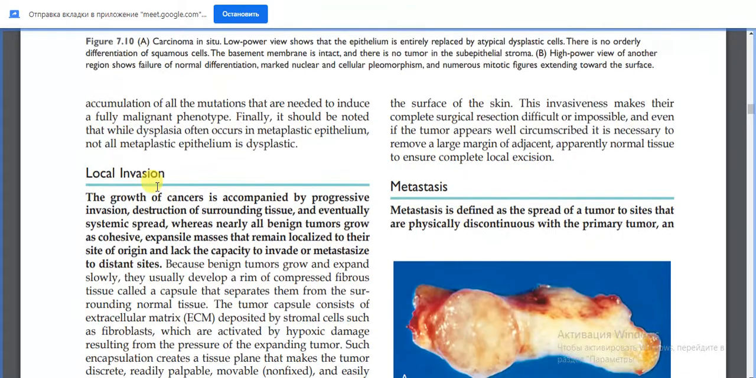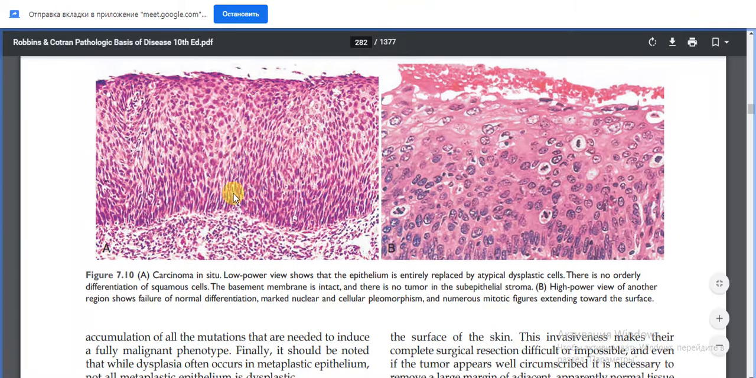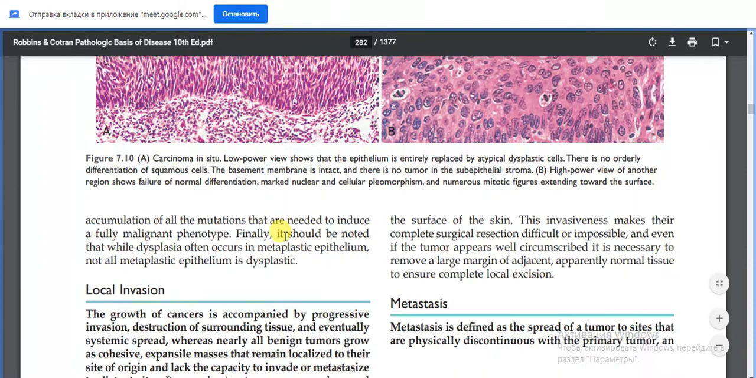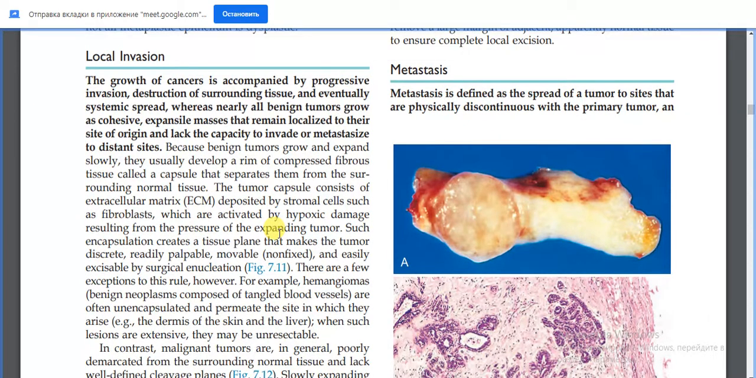So just imagine in this diagram, here you see the basement membrane, but when you lose the basement membrane and some part of these cells, same cells, appear downstream here, you can say it's invasion, local invasion. And this invasion is in progress.